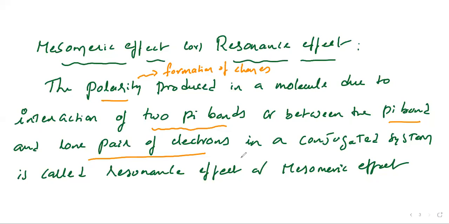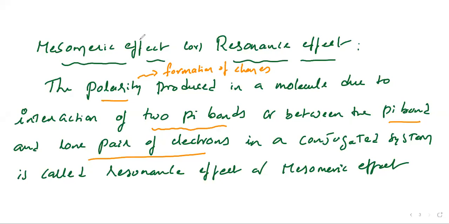So what is mesomeric effect, students? It is nothing but the polarity produced in a molecule due to interaction of two pi bonds, or between a pi bond and a lone pair of electrons in a conjugated system, called resonance effect or mesomeric effect. I will write this. These are also of two types, students: one is plus R effect, the other is minus R, like the inductive effect.